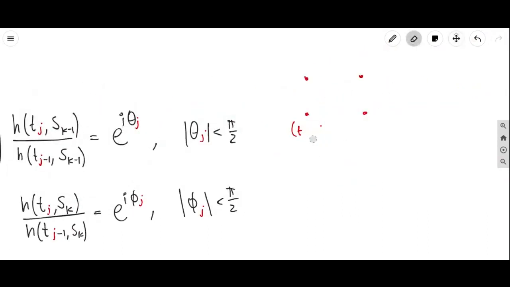Okay, so we have tj minus 1, comma, sk minus 1. This one is going to be tj, sk minus 1. This one is going to be tj minus 1. And then you're going to have sk, and this one is going to be tj, sk. So this is what we have.